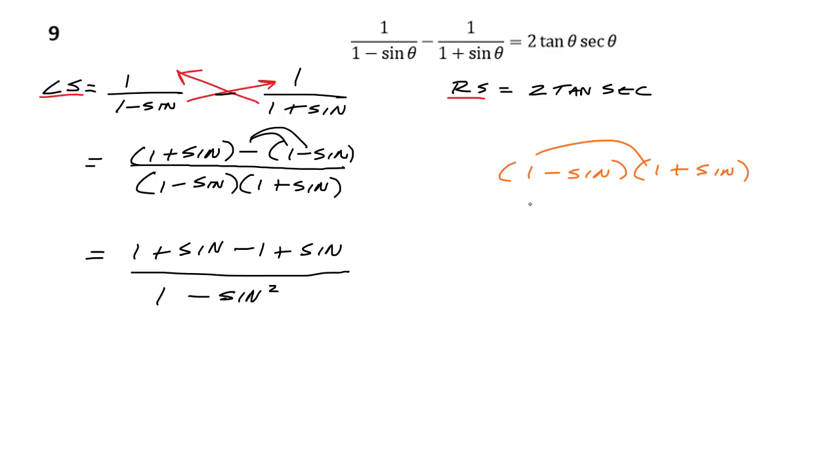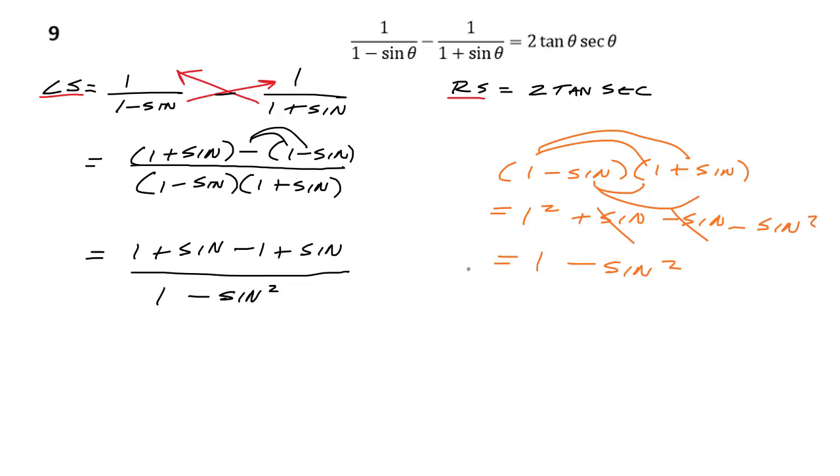All right, fine. You go 1 times 1 is 1 squared. 1 times sine, plus sine. Negative sine times 1, minus sine. Negative sine times sine, negative sine squared. And then what do you end up having? 1 times 1 is 1. Plus sine, minus sine cancel out. You end up with the same thing. It's just knowing your shortcuts really helps move things along quicker.